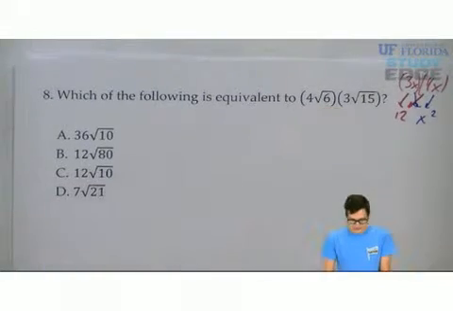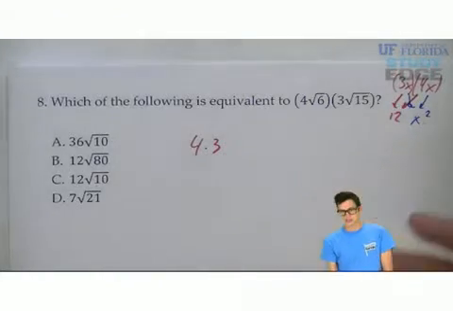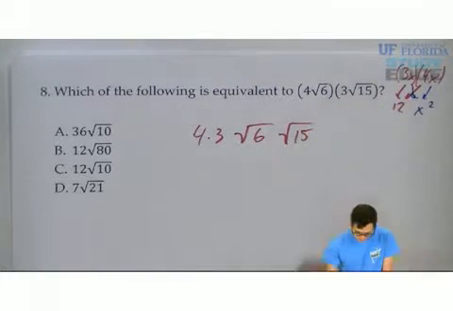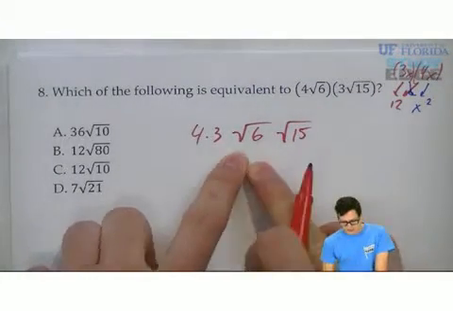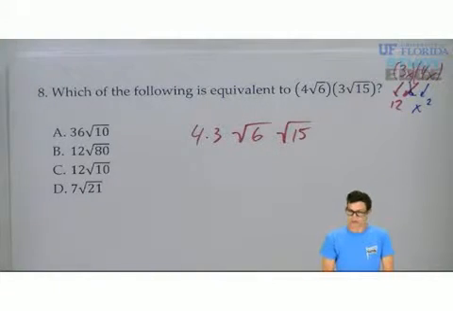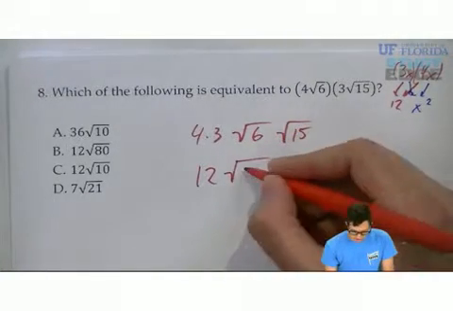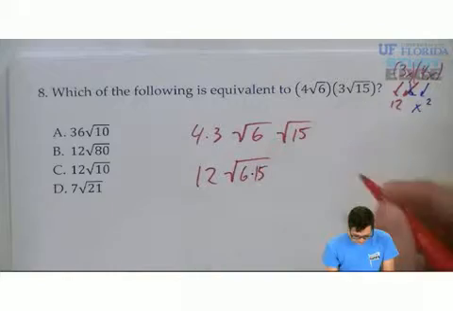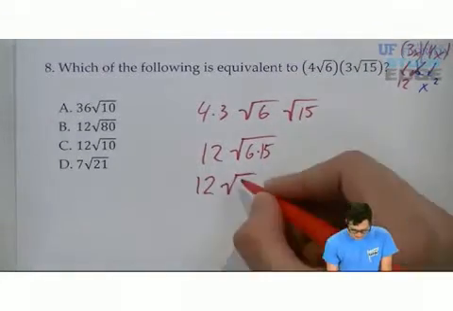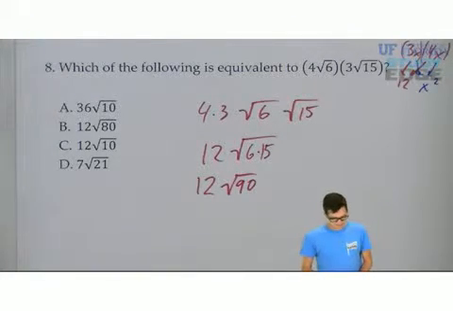I'm going to do 4 times 3 on the outside, and underneath the square root, when I have two square roots like this, square root of 6 times square root of 15, I can actually put them all under the same square root. That's just how it works. So I have 4 times 3 gives me 12, and the square root of 6 times 15. Grab your calculator or just do it in your head. That gives the square root of 90. So I've got 12 square root 90.